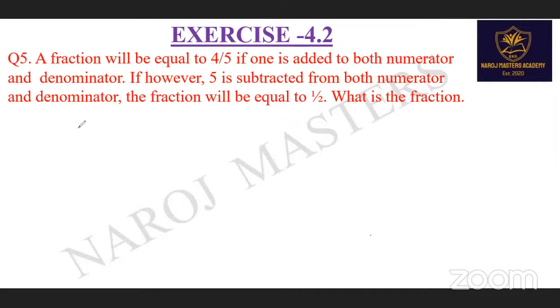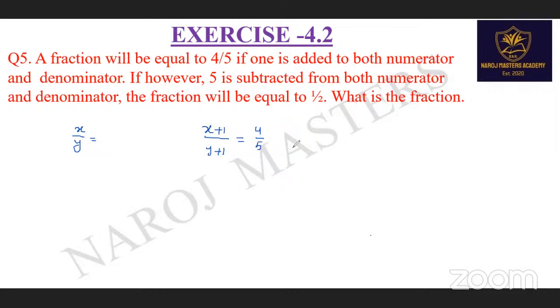So let the numerator be x. Just assume the numerator is x and the denominator be y. So this is our fraction, and we need to find this value. A fraction will be equal to 4 by 5 if 1 is added to both numerator and denominator. So add 1 to both numerator and denominator: x plus 1 by y plus 1. So this is equal to 4 by 5.